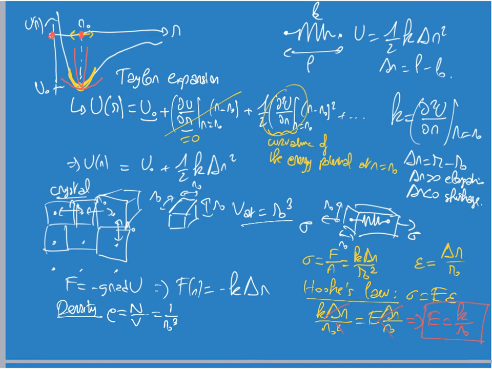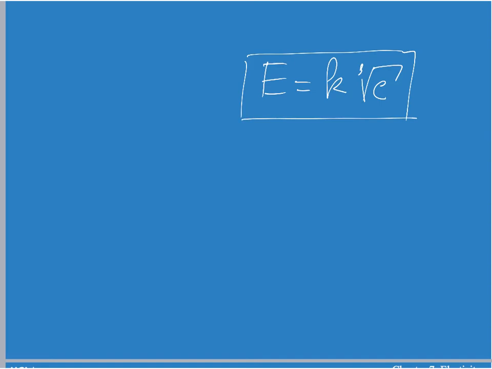So the density is given by 1 over R naught to the power 3, which means that you can also do the opposite and say that the distance between two atoms at equilibrium is equal to 1 over the cube root of the density. So if you combine those two expressions, what you can find is that the Young's modulus is given by K, which is the curvature of the energy potential, times the cube root of the atomic density. Okay, so this gives you an atomic interpretation of the Young's modulus of a given material.